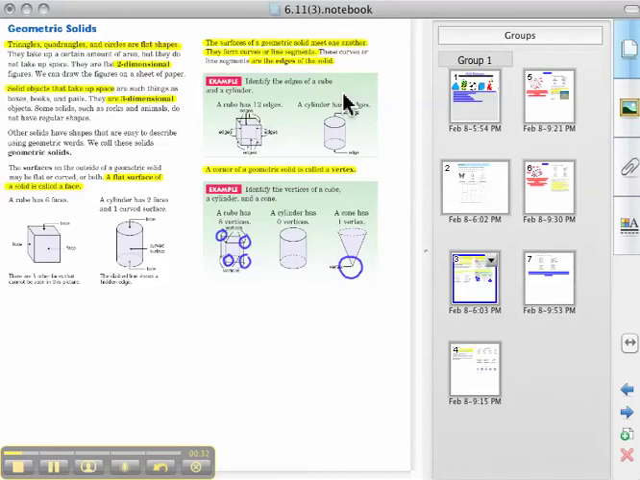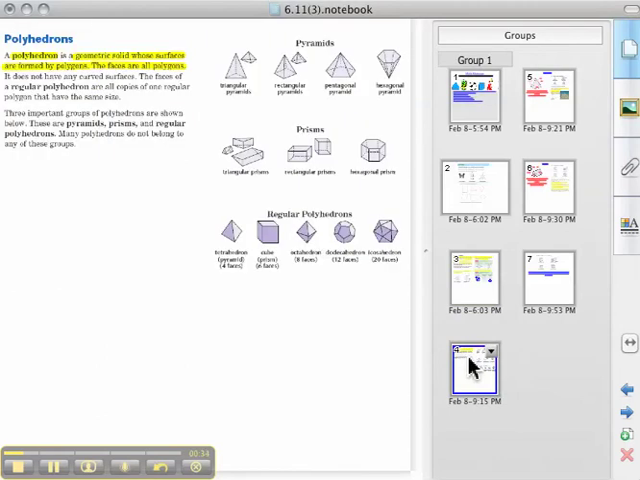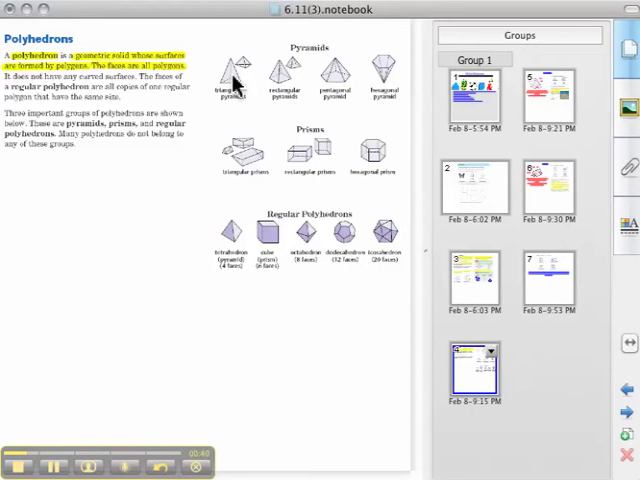So if you look, and I continue this, here's examples of polyhedrons. And I want you to look closely at these polyhedrons that I have here. There's 4 different types of pyramids. And when you think about a type of a pyramid, I want you to think of the shape of the base. The flat surface on the bottom determines the name of it.